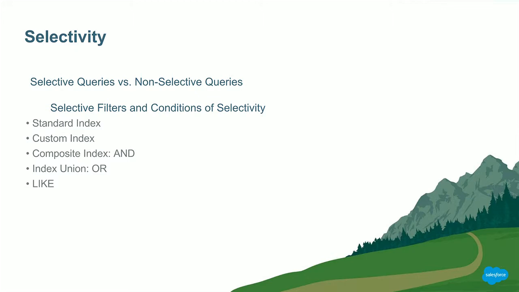A query is selective if it has at least one selective filter. And what is a selective filter? Okay, a filter is selective if you have at least one index in your WHERE clause, and that index complies with the condition of selectivity. The thresholds that Salesforce defines depend on the kind of index, standard or custom, or the kind of operation: composite index, index union, or LIKE. I'm going to spoil it for you: the LIKE is not our friend.